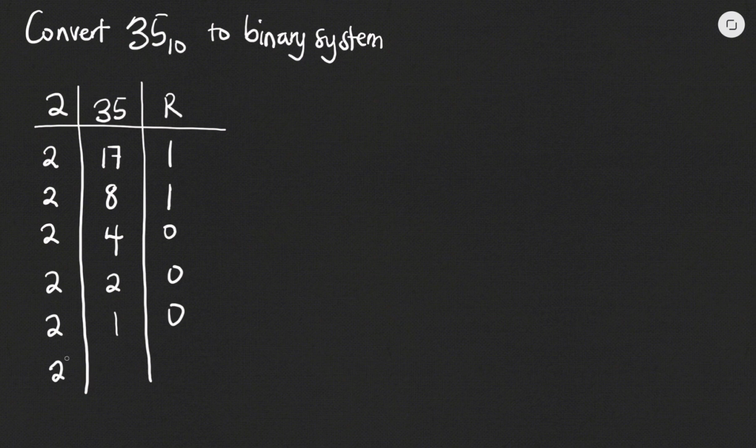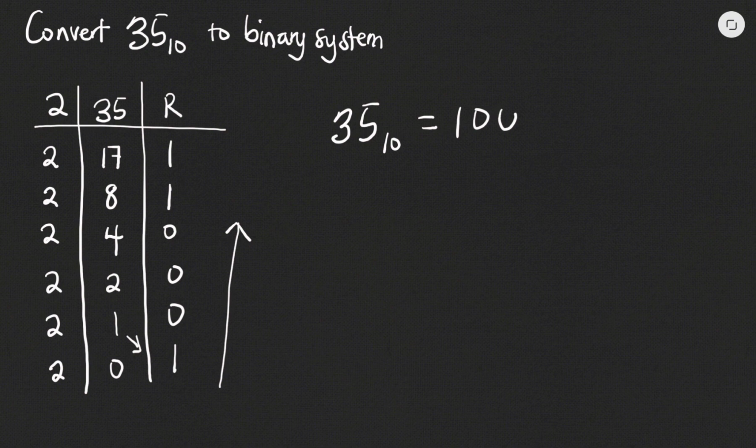Then 2 cannot go into 1, so we write down 0 here, and we bring this 1 to the end over here. So my answer, like I said, is from bottom up. So therefore it means 35 base 10 is equal to 100011 base 2. Okay, so this becomes my final answer.